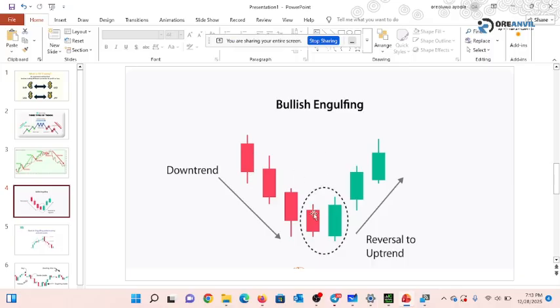So when the candlestick is green in color, it is a bullish candlestick. It means buyers are present in the market. And if it's a red candle, it means it is a bearish candlestick. Sellers are present in the market. So when you're having a bullish candlestick, you should be looking to buy. And when you're having a bearish candlestick, you should be looking to sell.